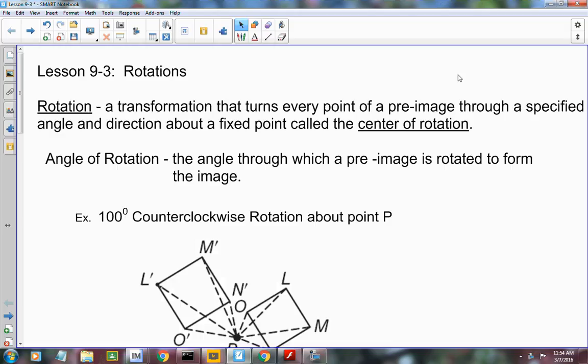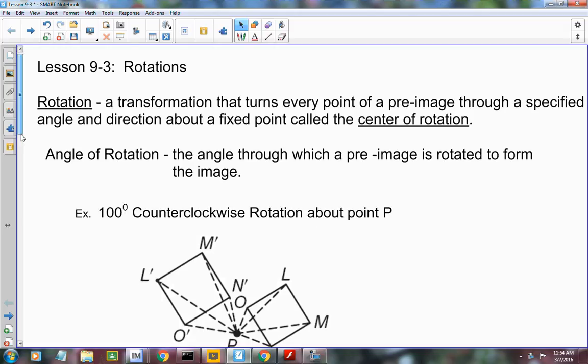And we talked previously last week about reflections, and we talked about translation. So today we're going to talk about rotations. A rotation is a transformation that turns every point of a pre-image through a specified angle and direction about a fixed point called the center. And it rotates it through an angle of rotation.